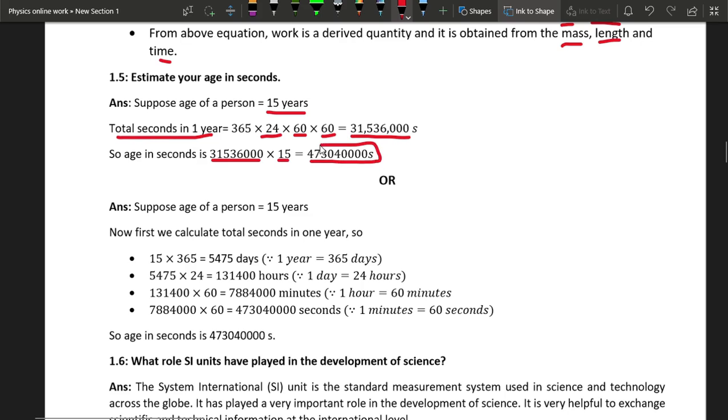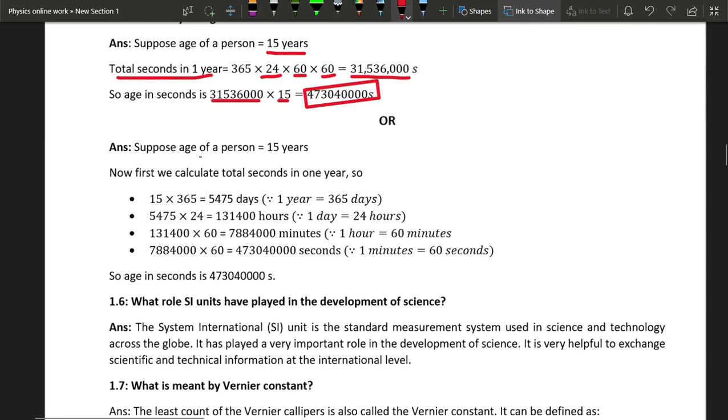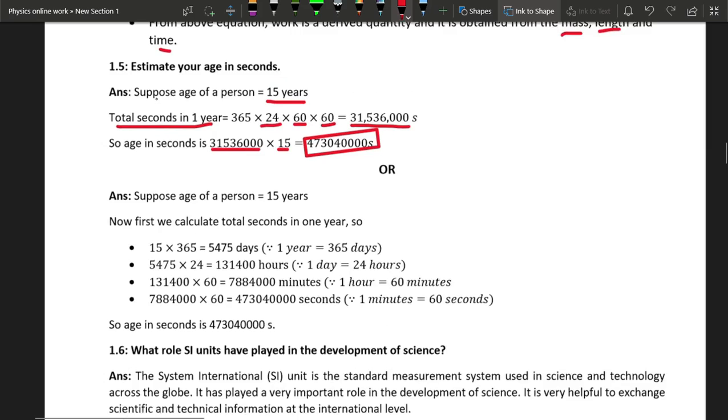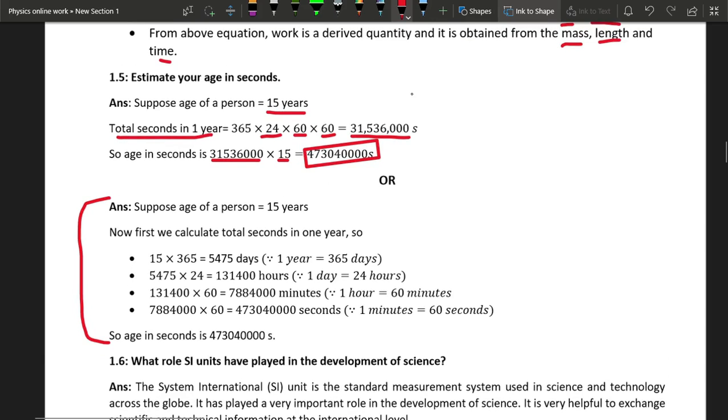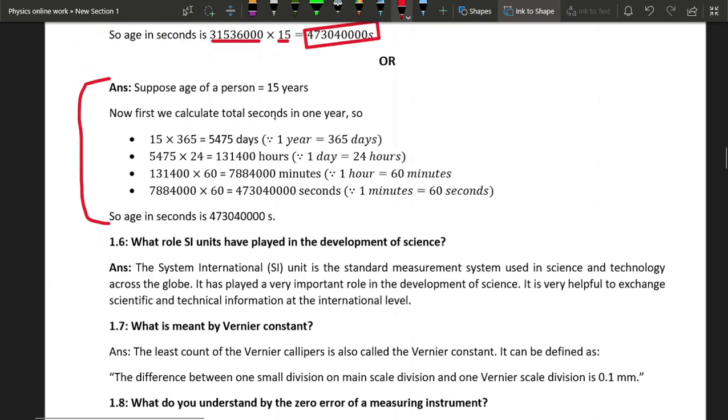So this will be the answer. This is the age in seconds. Or alternatively, you can solve this question in this way. It's up to you, students. You can use any of the methods. This is the short method. You can use this method as well. The answer will be the same.